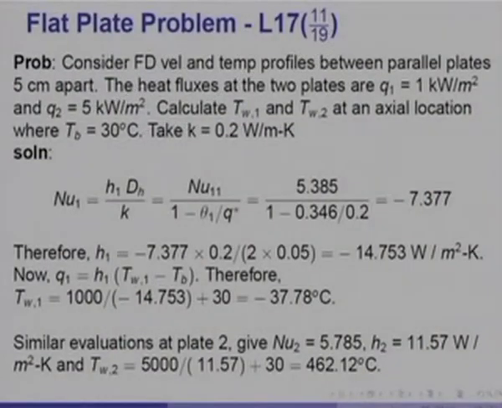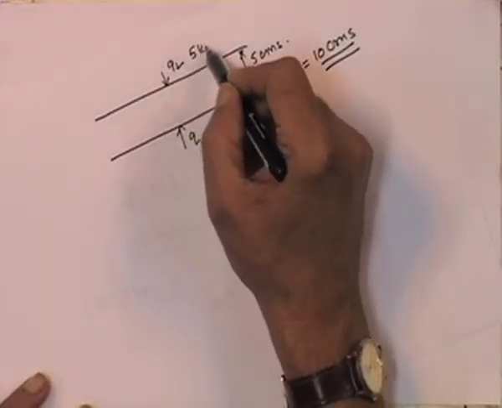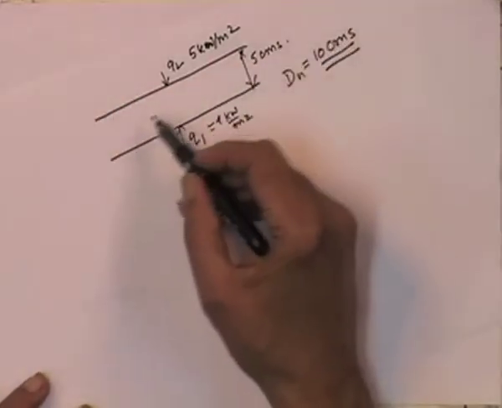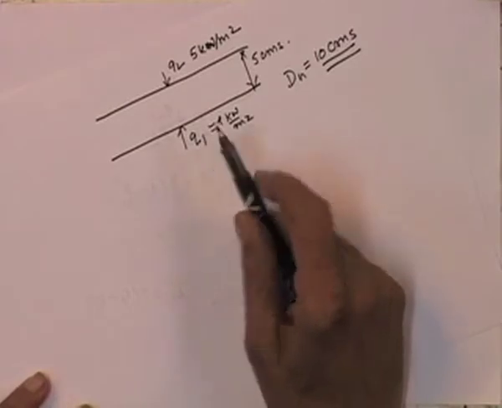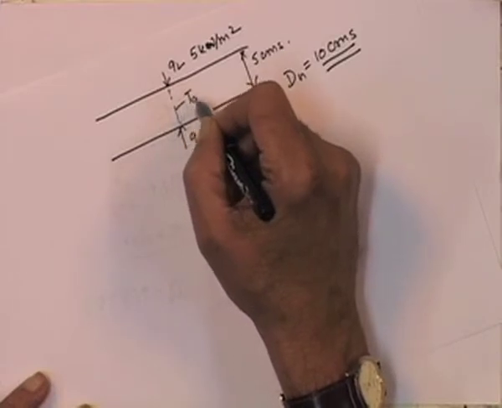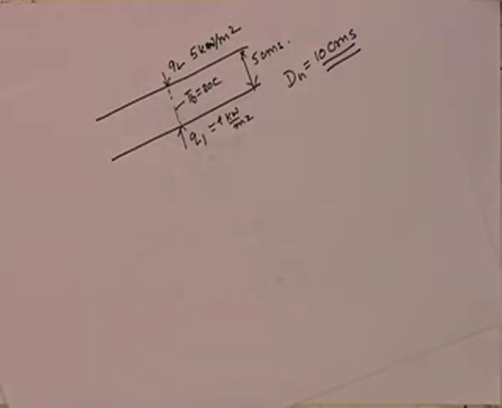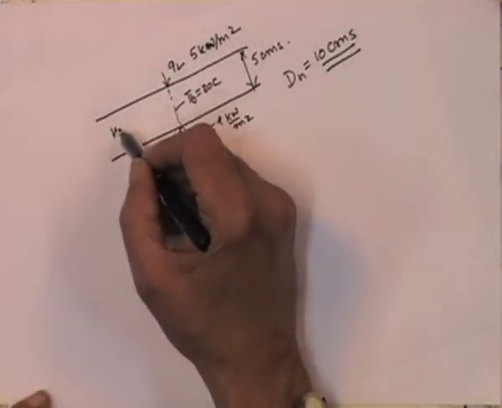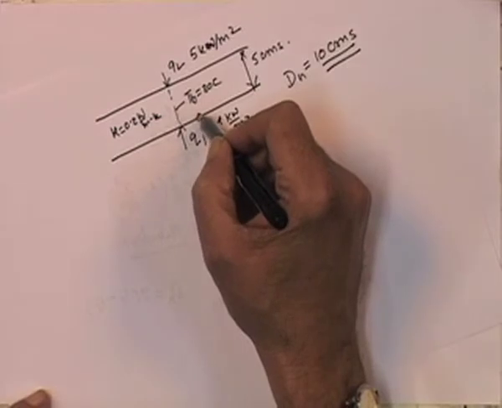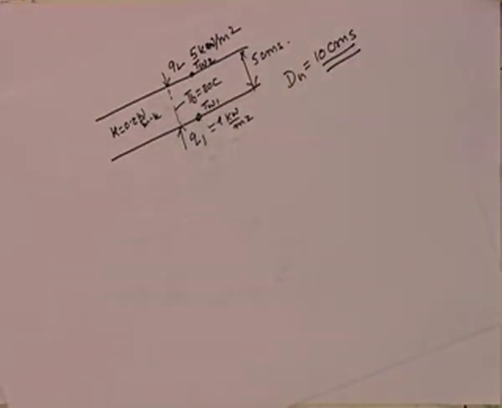And I have said q1 is equal to 1 kilowatt per meter square, and this is 5 kilowatts per meter square. Of course, since the flow is fully developed, the bulk temperature is rising with x, and I am simply considering the x axial position where T bulk is 30 degrees centigrade, and the conductivity of the fluid is 0.2 watts per meter Kelvin. The question is, what will be Tw1 and what will be Tw2? That is the question that I ask.